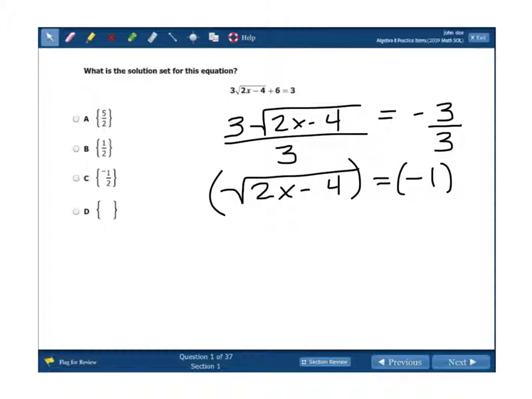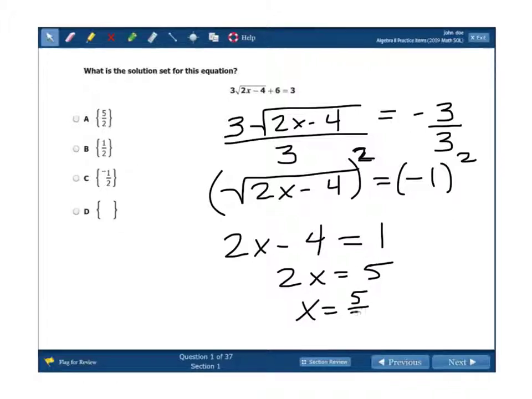We have to get rid of our radical, so we're going to square both sides. If you're not clued into what the problem is, don't stress about it, because you're going to see it in a minute. Square the radical, we get the radicand, that's the insides without the radical sign. Square a negative 1, you get a positive 1. Add 4 to each side, 2x equals 5. Divide by 2, x equals 5 halves.